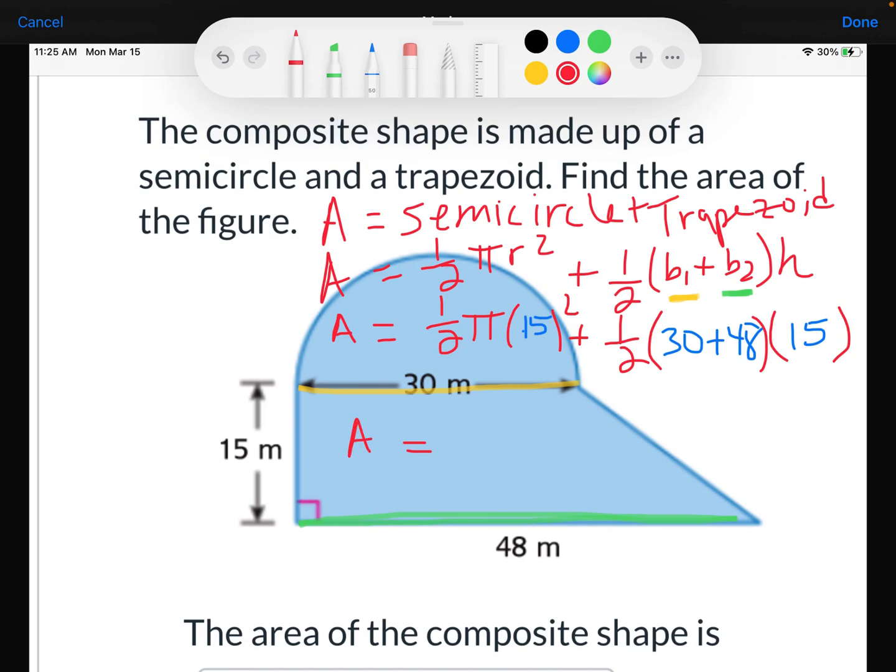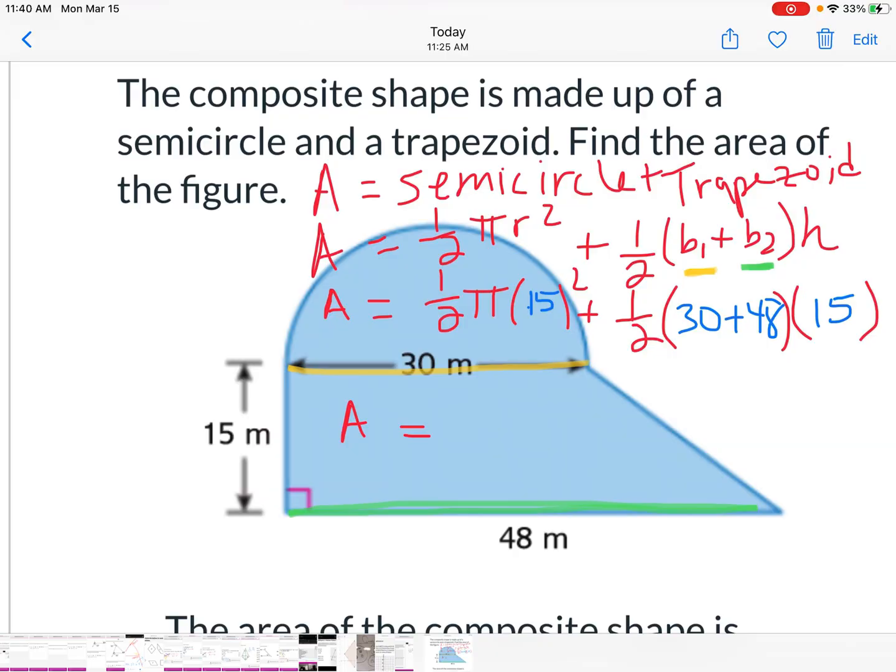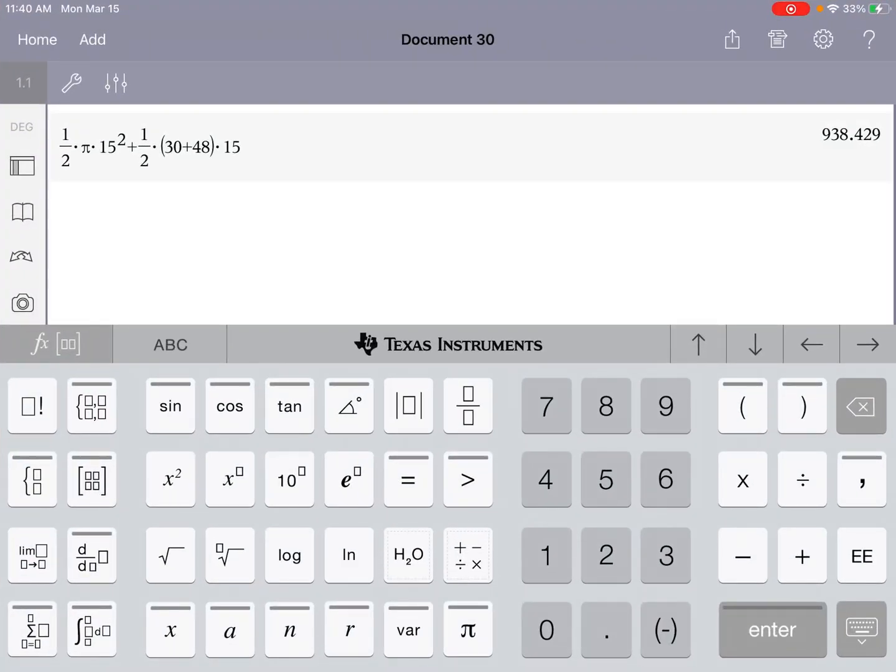So we're going to go ahead and get our final answer here. I'm going to go to our calculator. As you can see, I've already plugged it in. So you would be typing in 1/2 pi 15 squared plus 1/2 times 30 plus 48 times 15. Make sure you're typing it in correctly. And you see that the answer here says it's 938.429.